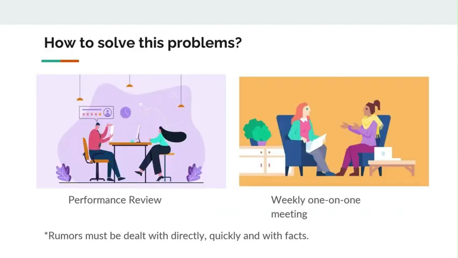How to solve these problems? We have two main solutions recommended by this chapter. The first one is the performance review, and the second one is the weekly one-on-one meetings. By doing these kinds of reviews and meetings, the rumors can be solved directly, quickly, and with the correct facts.